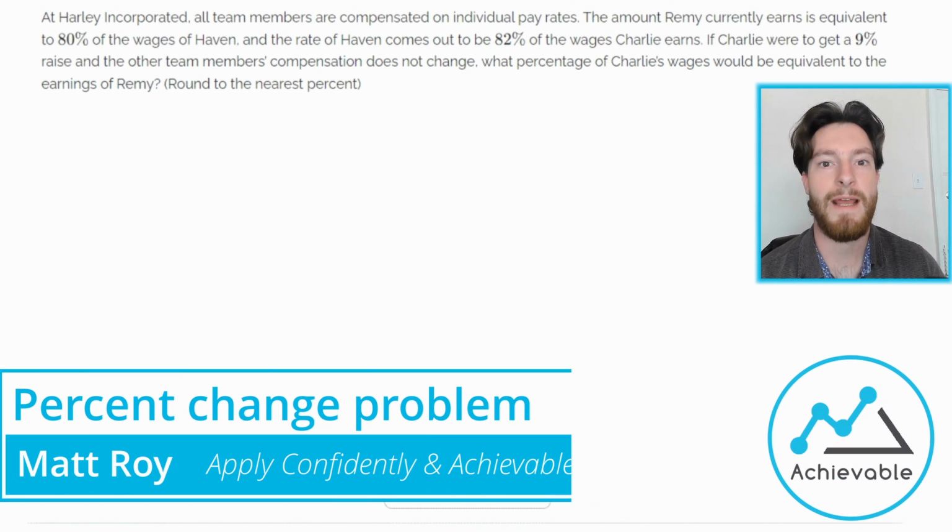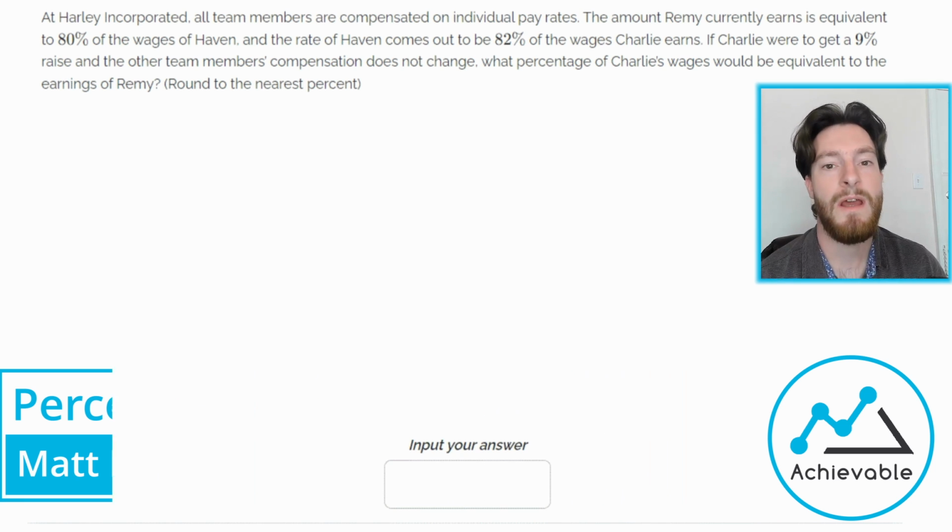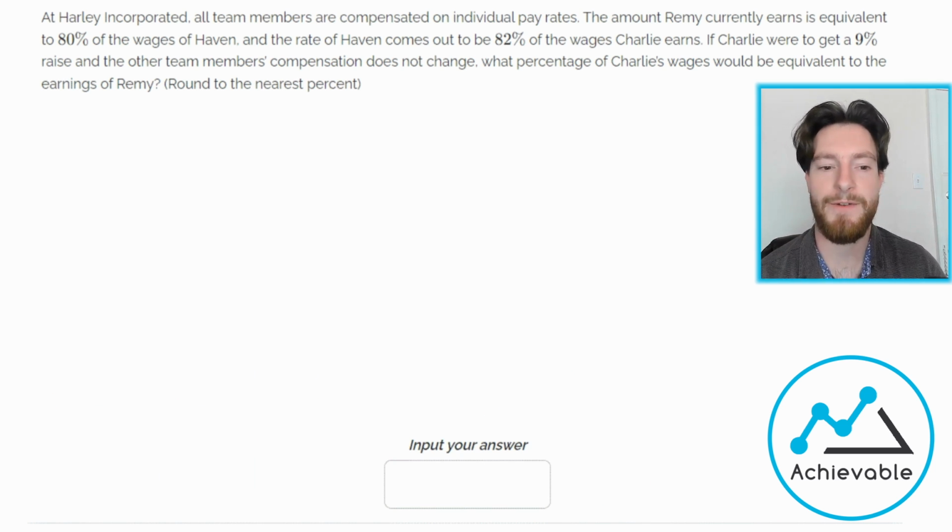This next problem is a percentage change question that, as you will see, is much easier to tackle if you plug in numbers. So let's read it together.